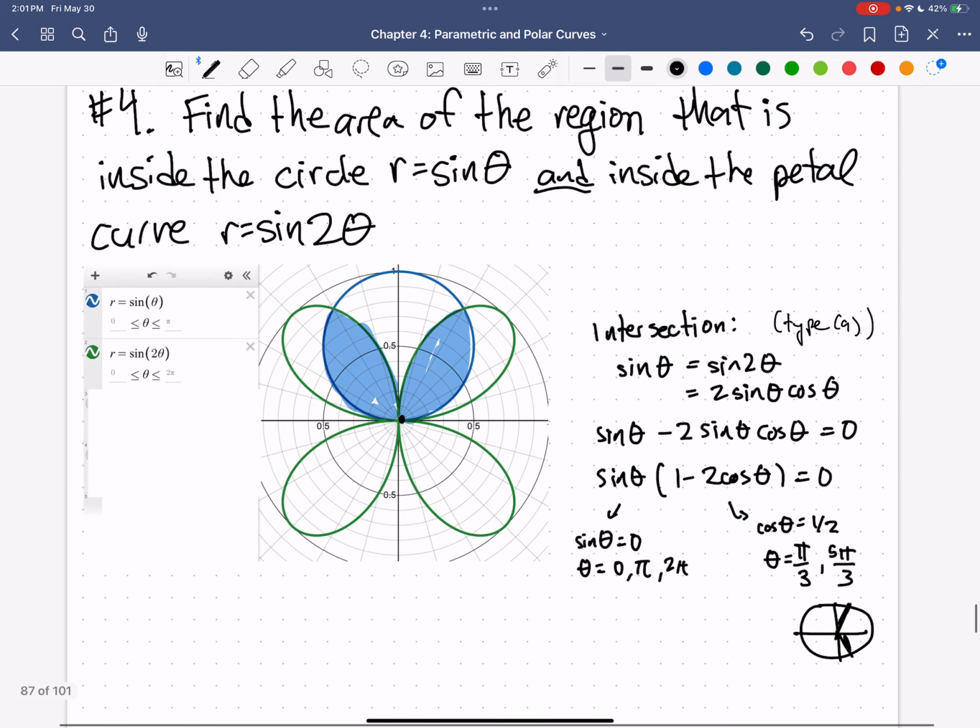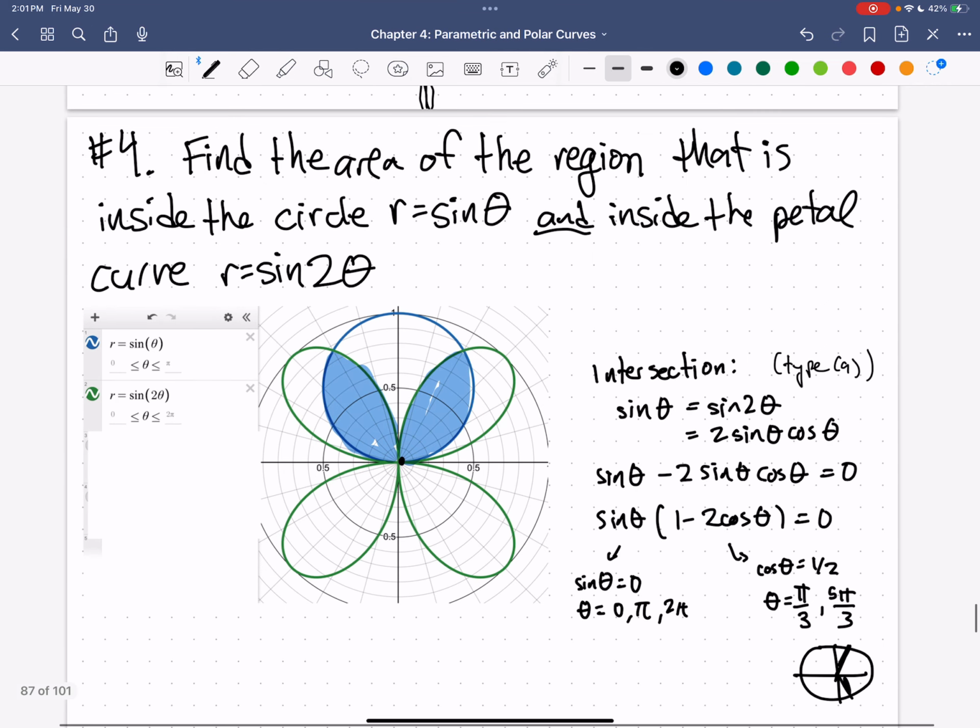All right, I'm just going to finish off these last few examples we didn't manage to cover today when we're looking at area for polar curves. So here we're trying to find the area of the region that's inside the circle, r is equal to sine theta, and also inside the petal curve, r is equal to sine 2 theta, rather. So that means we need to find these two areas. They're symmetric, so we can just find one of them.